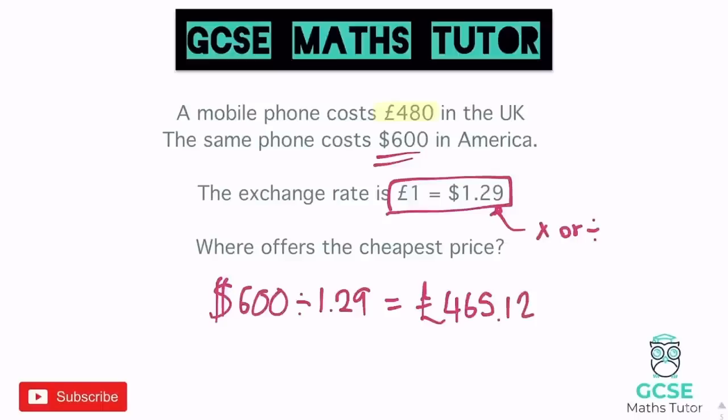Now it doesn't matter about all the decimals after that, because at the end of the day we're looking at which offers the cheapest value, and as you can see there, £465.12 is cheaper than 480.